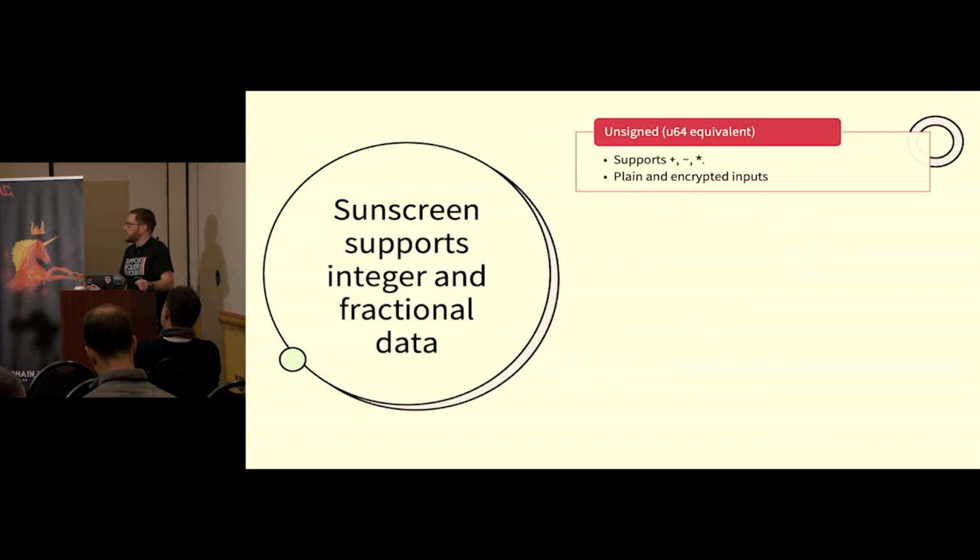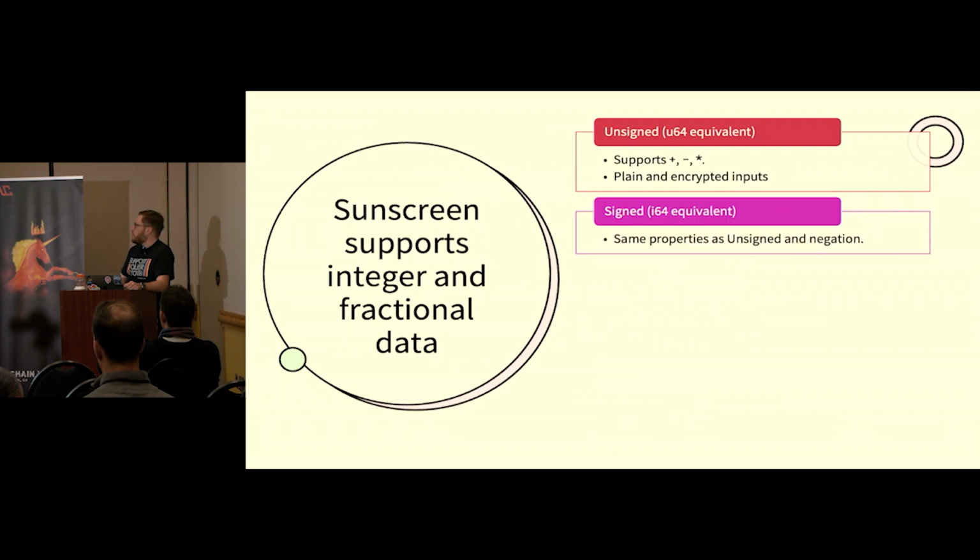So what kind of operations does Sunscreen support? Sunscreen supports some basic types that you might expect. We have integers, and with integers you can do addition, subtraction, and multiplication. You can also do it between different types, so between plaintext and encrypted inputs. You can have one of your inputs be an encrypted number, one of your inputs be an unencrypted number, and still run it.